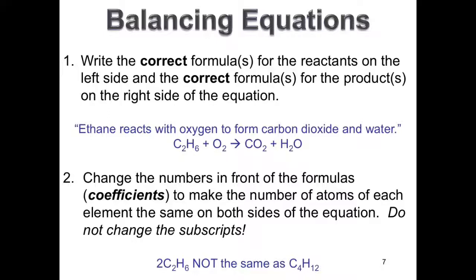We are going to change the numbers in front of the formulas, that is the coefficients, to make the number of atoms of each element the same on both sides of the equation. Do not change subscripts, because that changes the chemical compound.